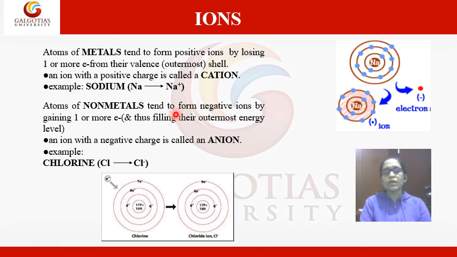Non-metals tend to form negative ions by gaining one or more electrons. These negatively charged ions are called anions. See chlorine. Chlorine has 7 electrons in the valence shell. When it accepts 1 electron, it converts into a chloride ion and has a total of 8 electrons in the valence shell.